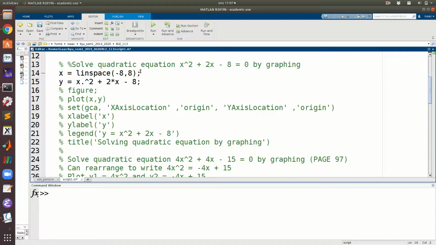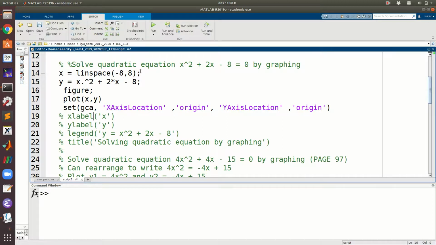The figure command here is because I wanted to plot each on a different figure, and then we plot x, y. So x is the values ranging from negative 8 to 8, and y is the values obtained by substituting x into this equation. We substitute that and we plot that. The rest here, please don't mind. This is just some commands to set the axis locations at the origin.